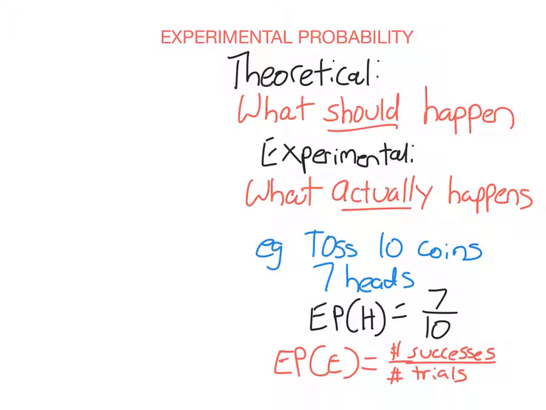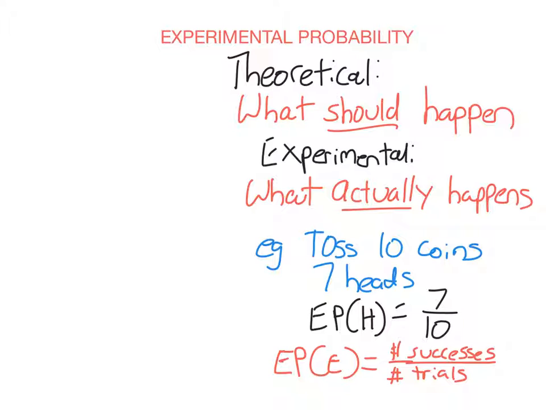Another way to say that is the experimental probability of an event is the number of successes, the number of times it happened, divided by the number of trials. So if I tossed a coin 10 times, got 7 heads, the experimental probability is 7 over 10, but the theoretical probability of getting a head is still a half. So, as I said, these two are not always equal.